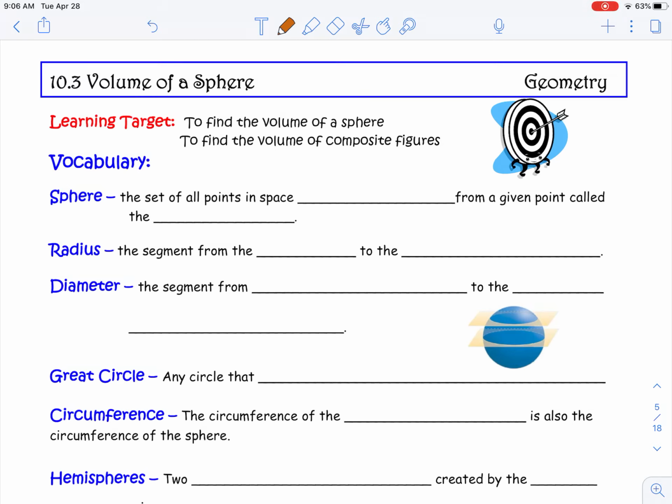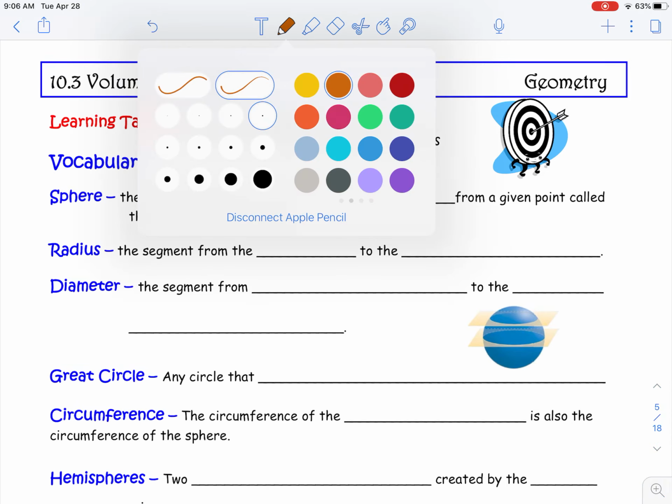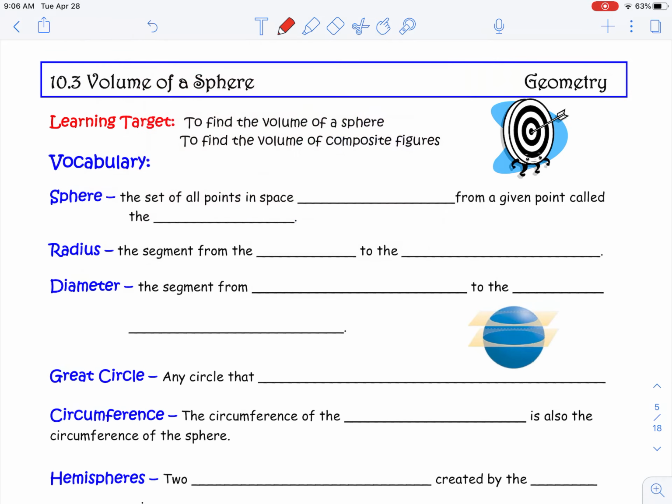Welcome to the final, fastest video in the West about the volume of the last major solid we need to talk about, which is the volume of a sphere. This video will be the fastest of all the videos so far because the volume of a sphere is actually a very, very straightforward formula.